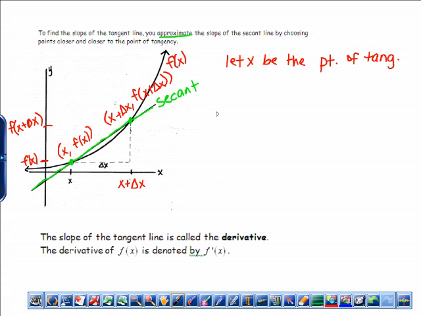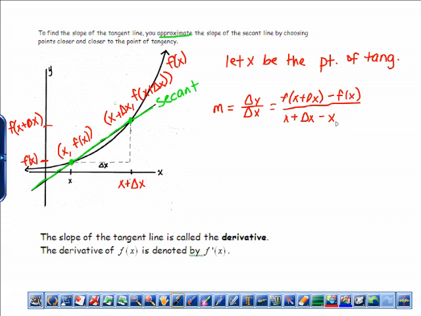Okay, well now let's think about how we would find the slope here. All right, the slope we know would be change in y over change in x, because it's a line. We're talking about the secant line here. So let's expand this just a little bit. Let's do y2 minus y1, thinking back to the slope formula from Algebra 1, f of x plus delta x minus f of x, all over x2 minus x1, so that would be x plus delta x minus x.